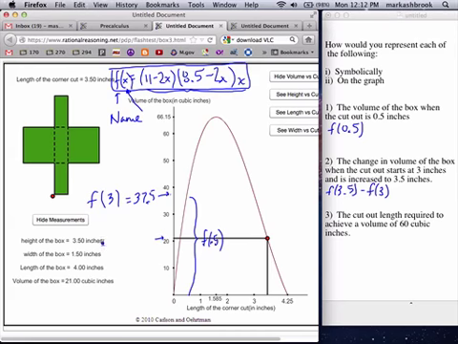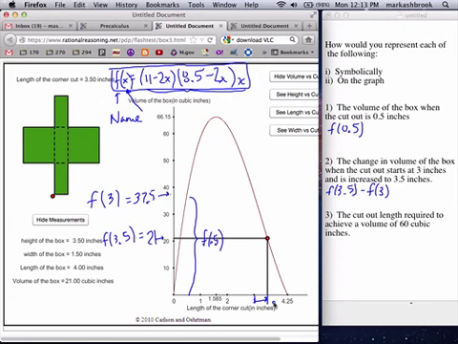And that tells us that it is 21. So if we want the change from when it started at 3, start at 3 and go to 3.5, if we want that change in volume corresponding to increasing the cutout length from 3 to 3.5, do we want f of 3 minus f of 3.5 or f of 3.5 minus f of 3? F of 3 minus f of 3.5.